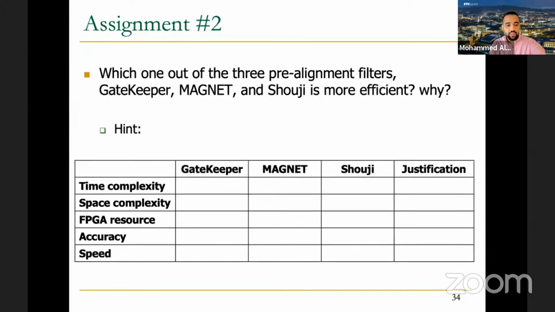Yeah, this is the homework. So now you're given Gatekeeper, Magnet, and Shouji. Can you summarize the time complexity, space complexity, FPGA resources, accuracy, and speed? I need your help to summarize these metrics, and tell me, based on this, which one is better, okay? Now, this is an optional homework, up to you whether you want to solve it or not, but if you do, please send it over email, and we can discuss it.